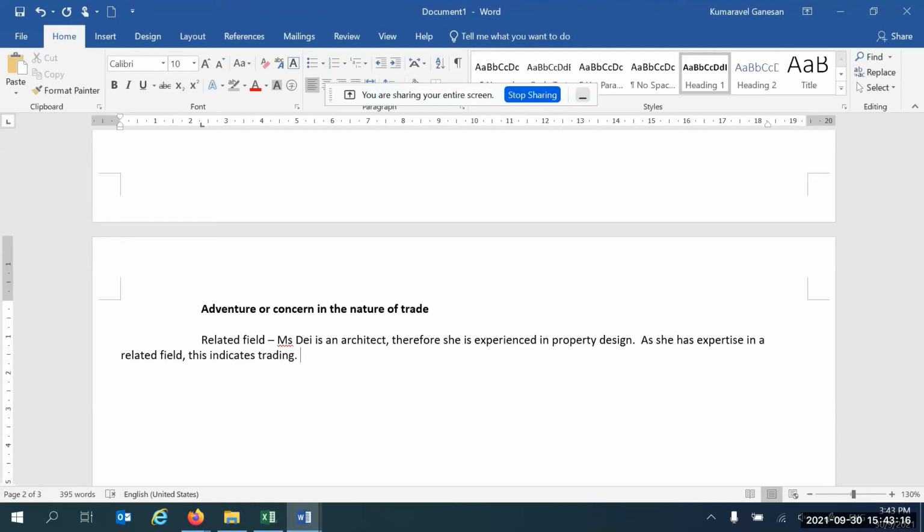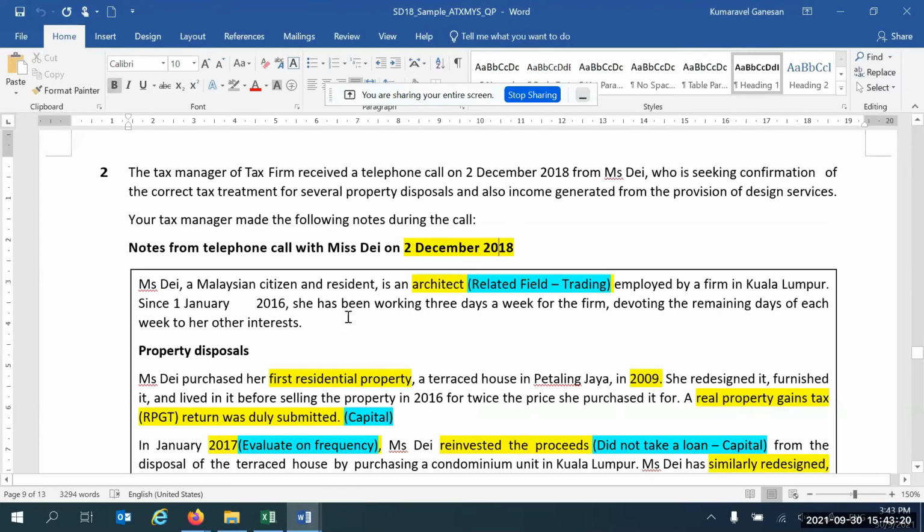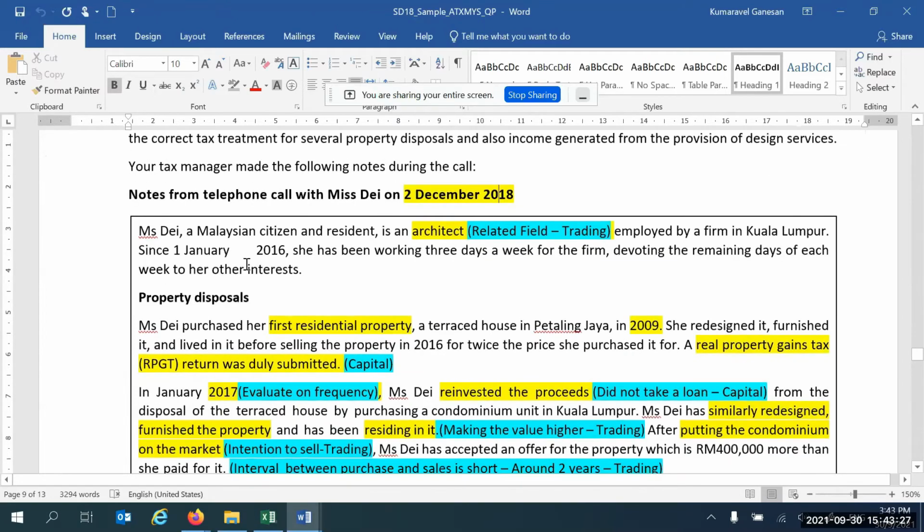Okay, so you transfer immediately. Don't read, wait, and then transfer. You may forget because you cannot annotate like what I do in blue here. Okay. Since January, she's been working 3 days a week, devoting the remaining days. There may not be anything here, but if you feel something is important, not every sentence has something important. If you're not sure, you may want to come back. You highlight first. You don't transfer yet.